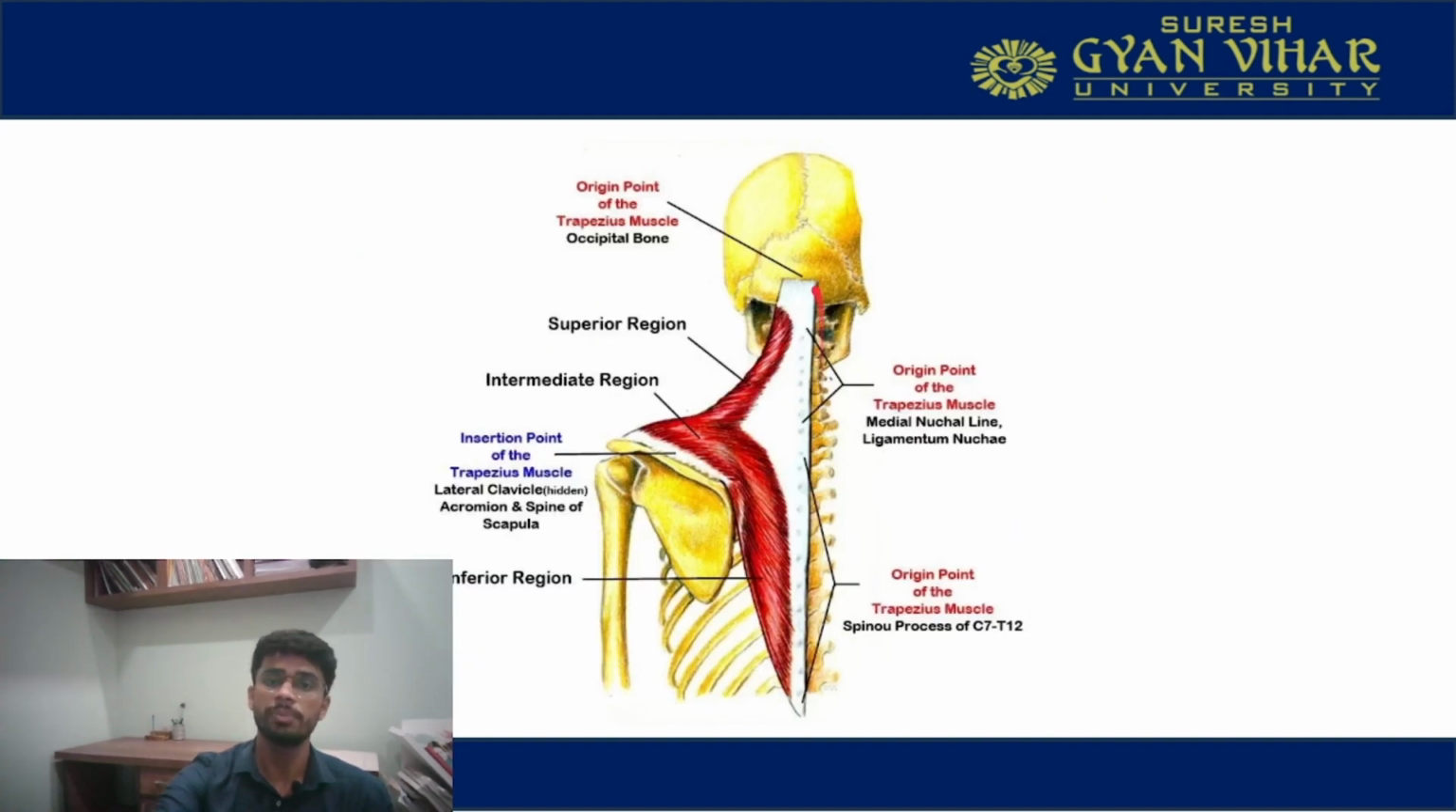This is your trapezius muscle, which is originating from the occipital bone. They are originating from the medial nuchal line, ligamentum nuchae, and the spinous processes of C7 to T12, and then they are getting inserted at the lateral clavicle, acromion, and spine of the scapula. So in the spine of the scapula, acromion, and the lateral clavicle, they get attached, and they have three parts. First is your upper trapezius, this is your middle trapezius, and this is your lower trapezius.